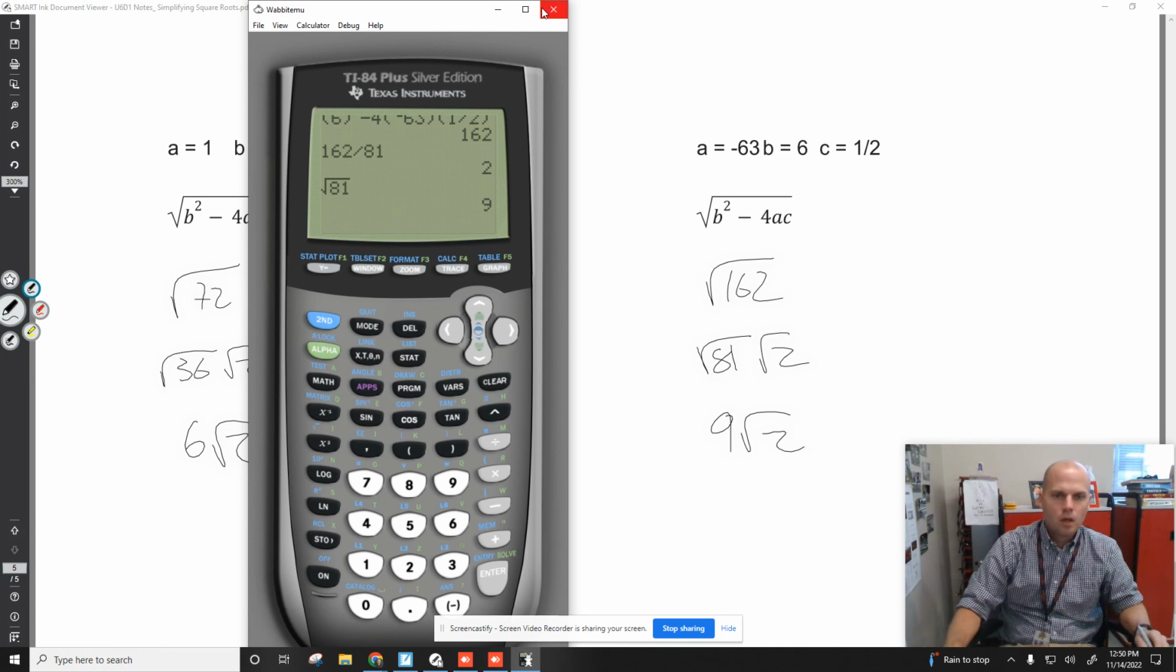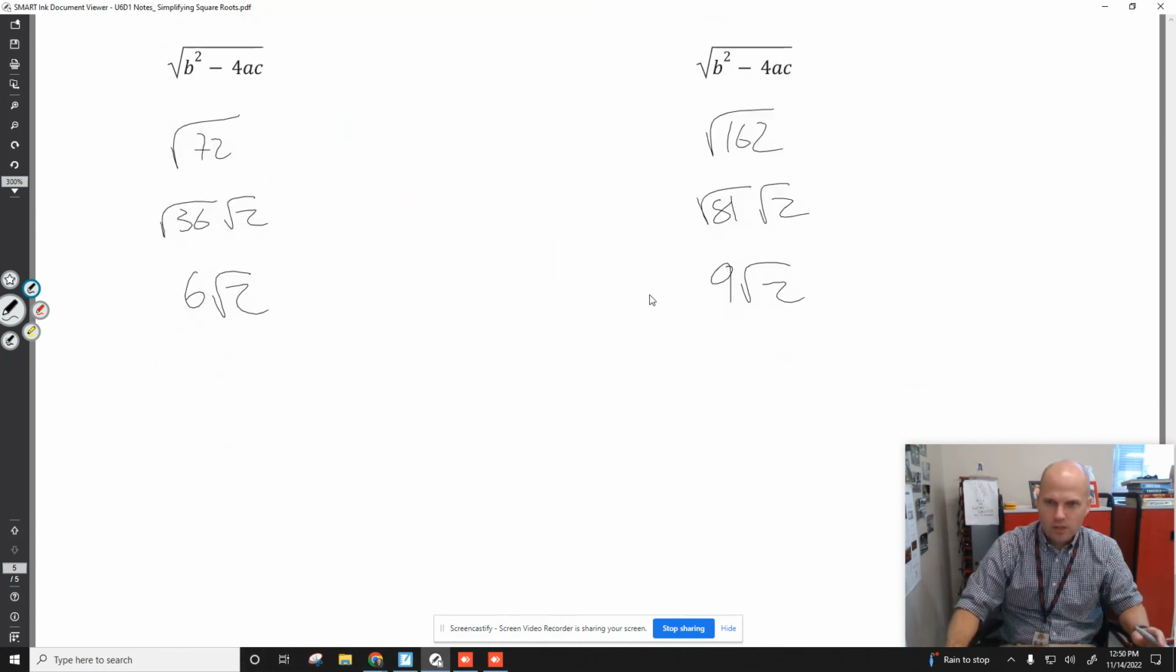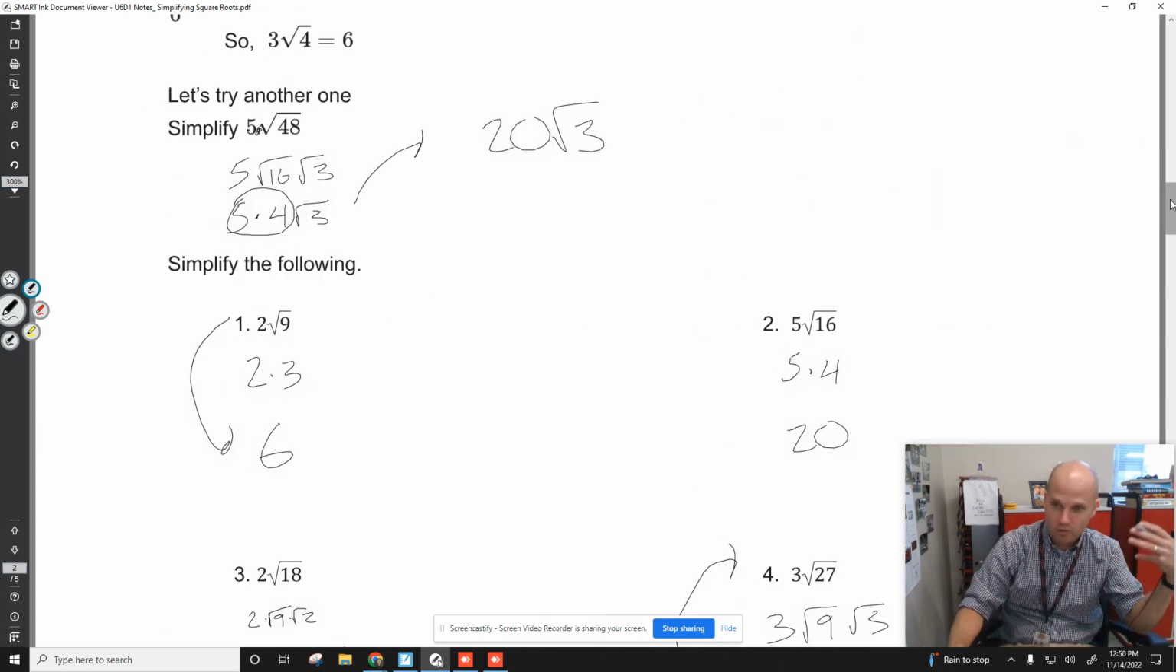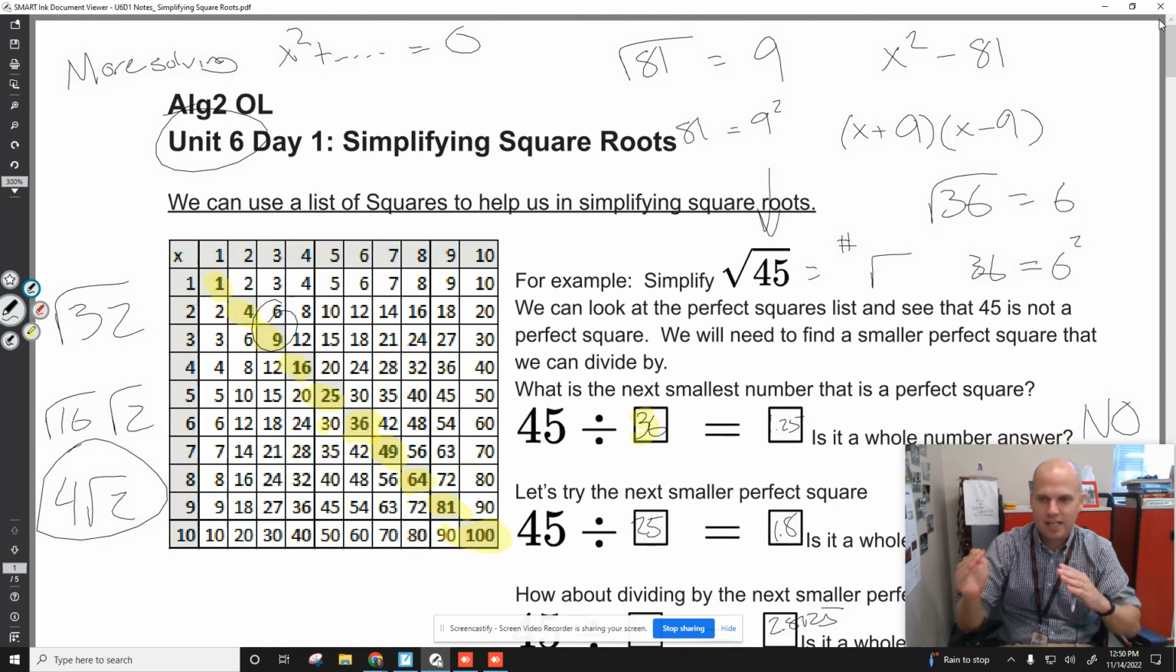Okay? That's it for simplifying square roots. We will be simplifying lots of square roots in this unit, so we're ready to do that now. Next class, we will be solving equations using square roots.